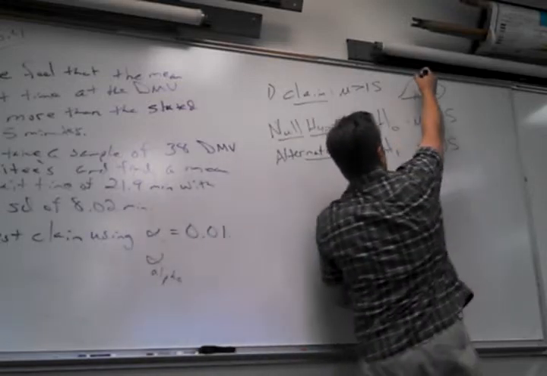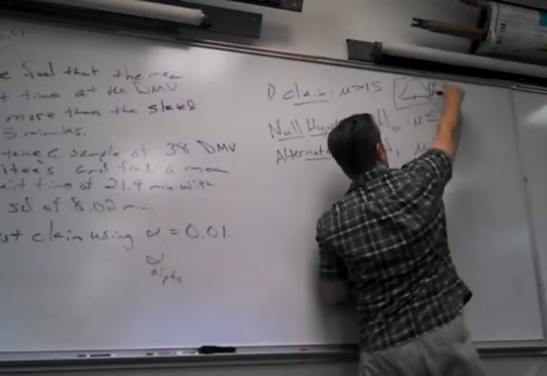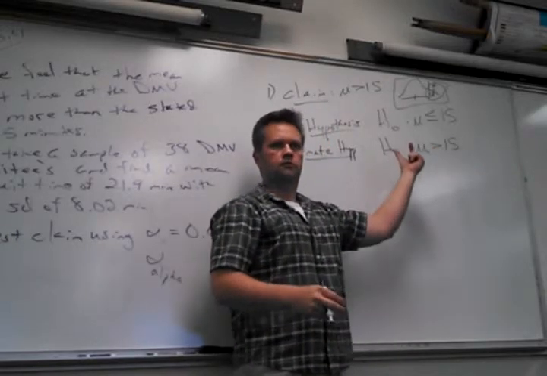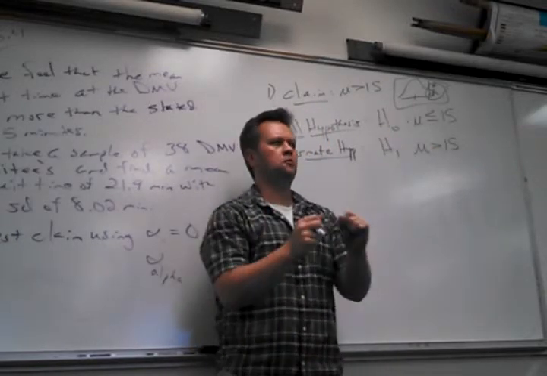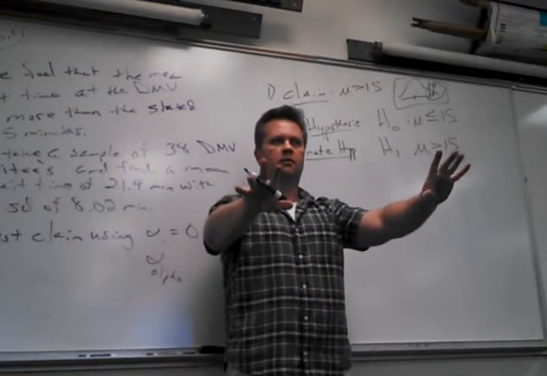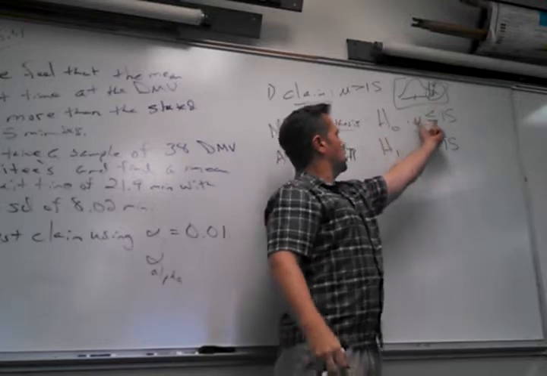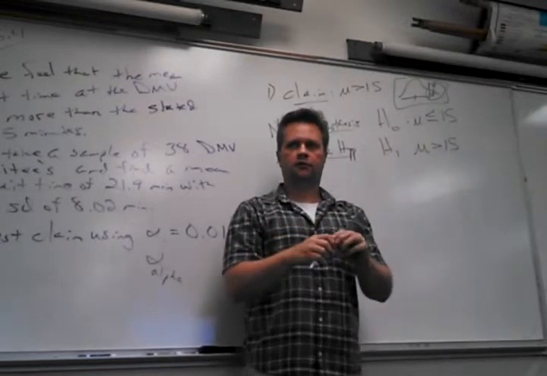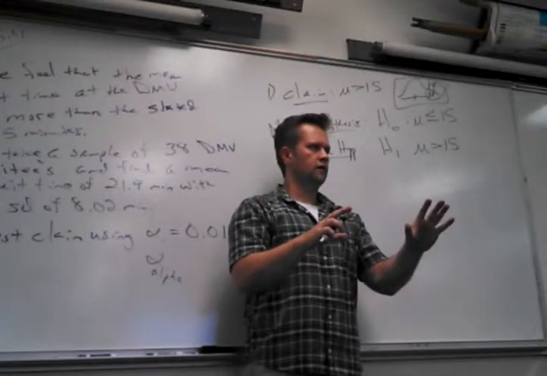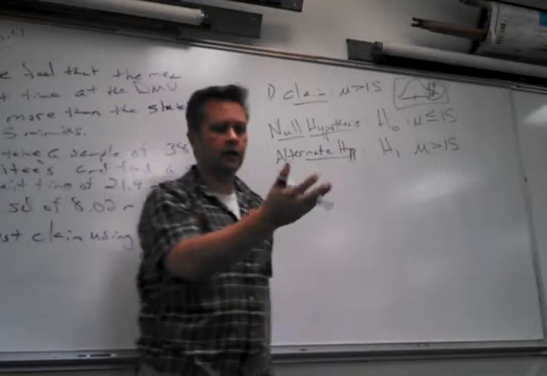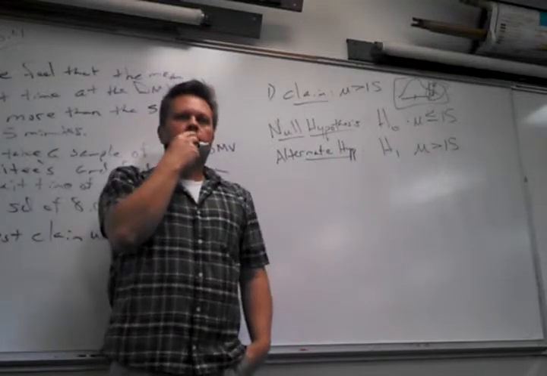And then my tail, my area where it's going to show evidence, is always set up by H1. So let it be simple. If my claim was, I think it is 15 minutes, it would have been mu equal 15. That would have been H0. Mu equal 15. Why? Because it has an equal sign. So don't think that the claim is always H1. That's not true. In fact, today we'll see a case where that's not true.